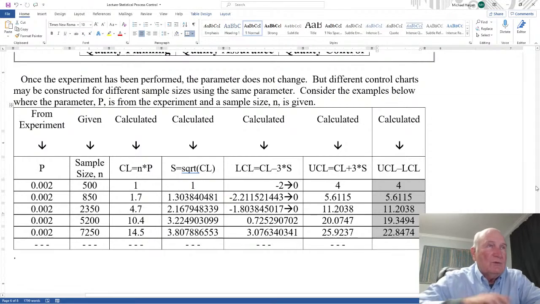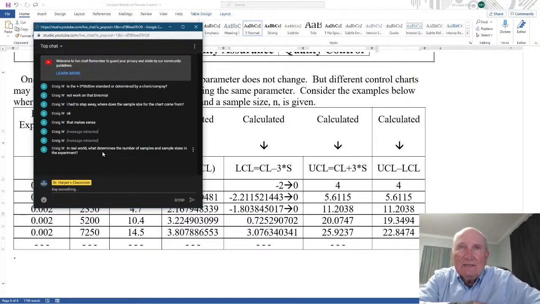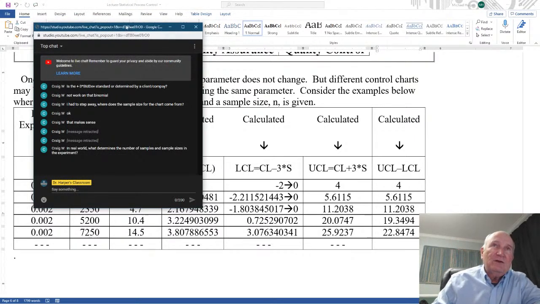In the real world, I think you guys can see this. In the real world, what determines the number of samples and sample sizes in the experiment? Good question.